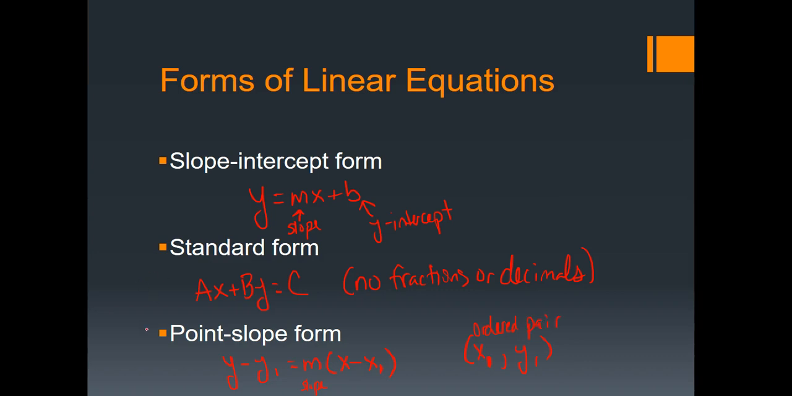So normally for a point slope form, we don't ever leave it in that form. We usually go back to slope intercept. So it's up to you whether you use point slope form or you just stick with slope intercept form the whole time. So let's look at the first example.